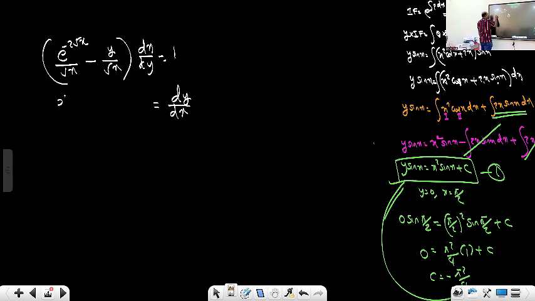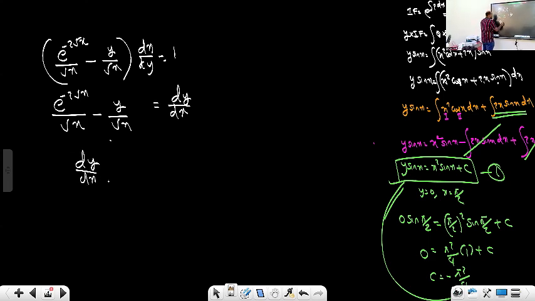And here you can see, now you can separate easily because I told you, right side what should not be there? y should not be there. This y you take that side. So you'll get dy by dx plus y by root x equals e raised to minus 2 root x by root x.